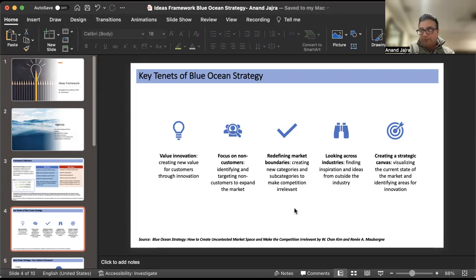This all encompasses into a strategic canvas. You can map the value map against the competition and see what the different gaps are at what level in the product or services you offer and focus on bridging those gaps.